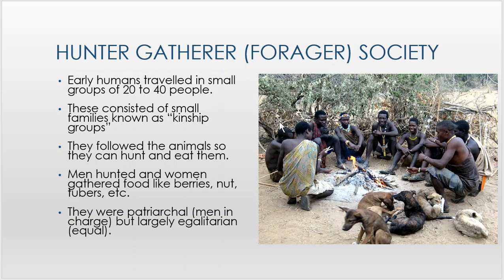Anyway, hunter and gatherer forager society. Let's talk about these people. Early humans traveled in small groups, typically around 20 to 40 people. These consisted of small families, which would be known as kinship groups. So the people that hunted and gathered together were all pretty much related, or at least you had two or three big families that were related. They followed the animals so they could hunt and eat them.